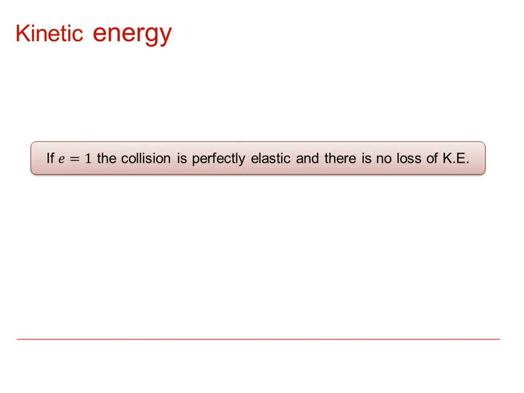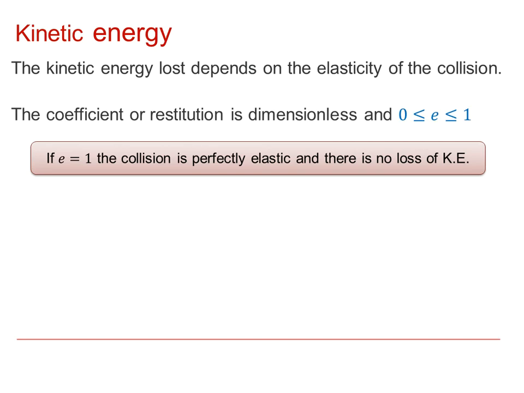If E equals 1, then the collision we say is perfectly elastic, and then there will be no loss of kinetic energy. So if E equals 1, we have both conservation of momentum and conservation of energy. However, more often than not, E is not going to be equal to 1 and will lie somewhere between 0 and 1. So the amount of energy lost will depend on the value of E, the more energy being lost for smaller values of E.